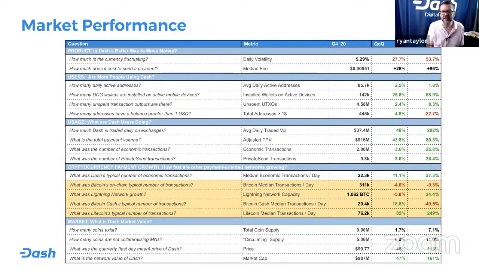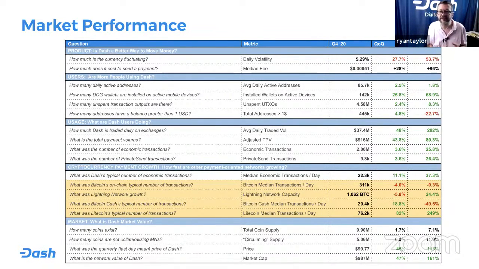Daily volatility of price did increase during the quarter, though it wasn't out of line with what we typically see over the years. But it did jump up a little bit. But it jumped up due to a good cause. I mean, the price was increasing significantly on a number of days. In terms of our users, strong signal here that we've seen user growth. Daily active addresses moved up. That's driven a lot by the use of PrivateSend, and so it doesn't tend to move a lot from quarter to quarter, but it did move up 2.5% this quarter.